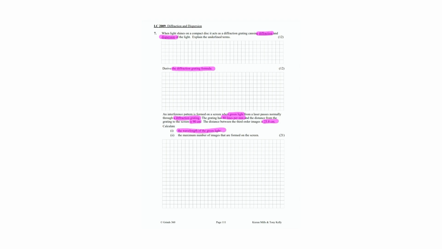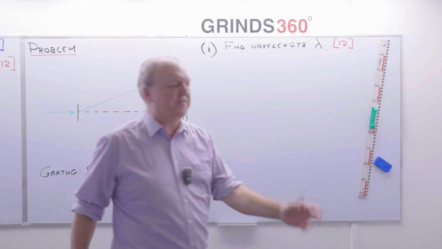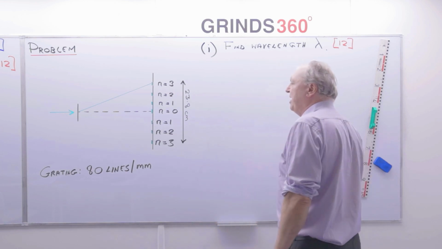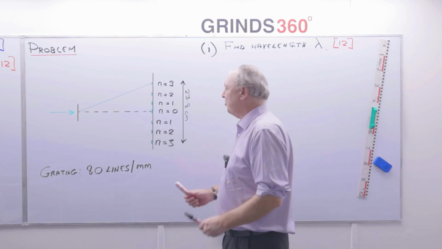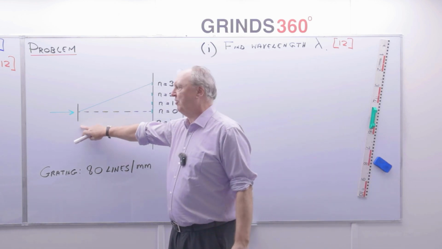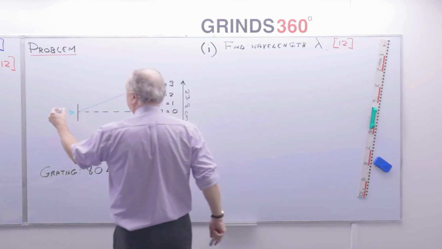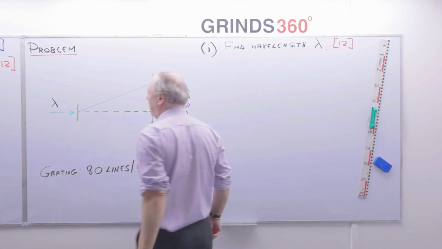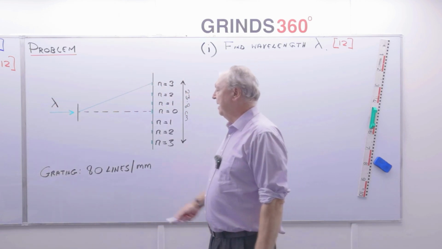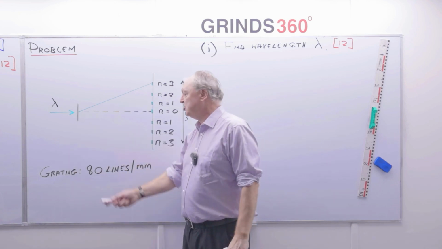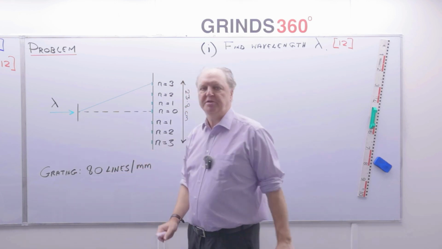Okay, they gave me no diagram there, so I'm going to produce my own diagram. Once I produce my diagram, it'll become very, very straightforward. So here's my diagram. I'm shining green light onto a diffraction grating. The question is to find the wavelength lambda of the green light. I'm told that the grating in question has 80 lines per millimeter.